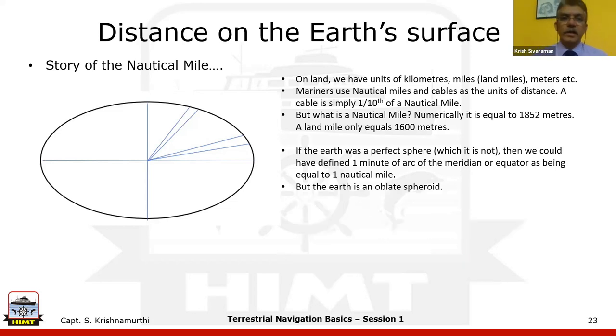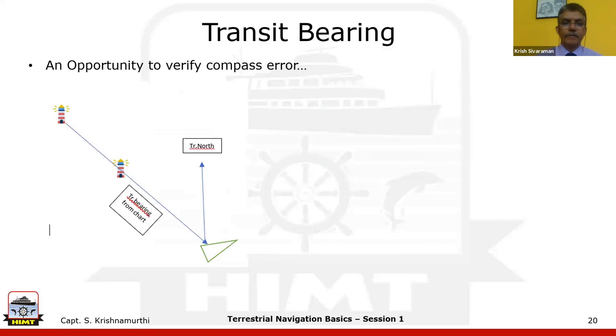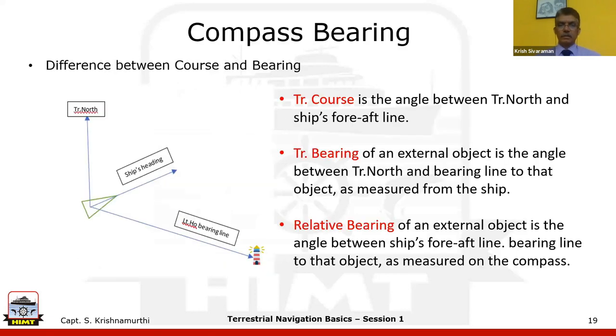Okay. Then somebody asked about the relative bearing, right? There's the definition of relative bearing. Relative bearing is relative to your ship's heading. The bearing of that lighthouse with respect to the ship's head. So, relative bearing of an external object is the angle between the ship's fore and aft line and the bearing line to that object as measured on the compass. Clear? Yes, sir. So, if you are given a relative bearing and you are given the ship's course, you add the two, you will get the true bearing of that lighthouse.